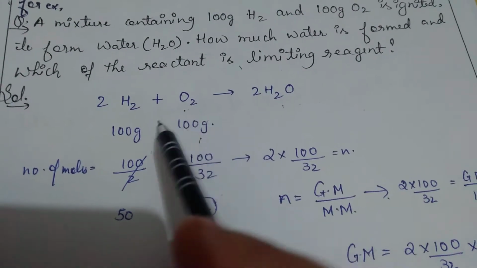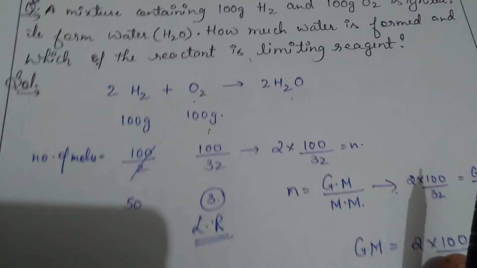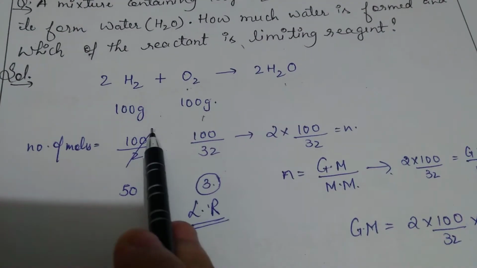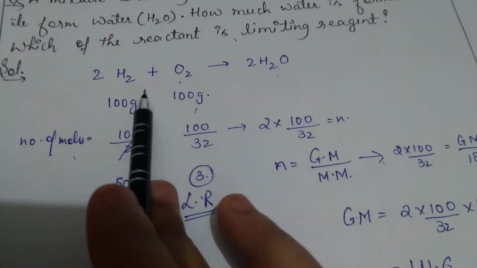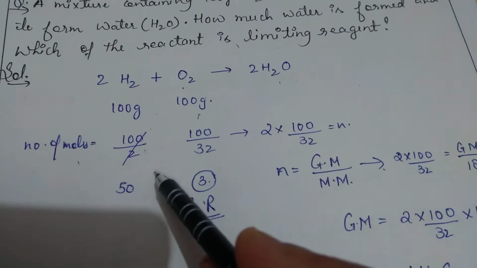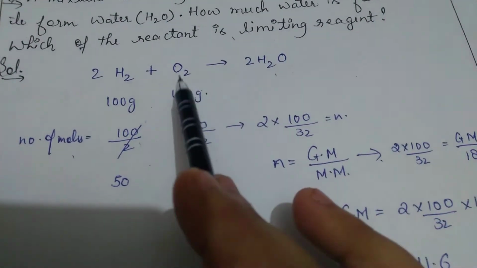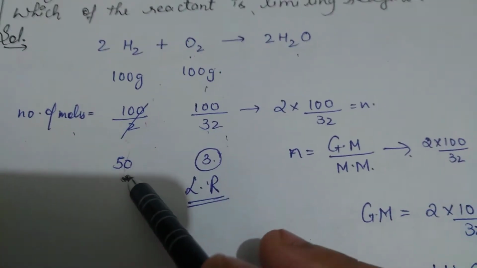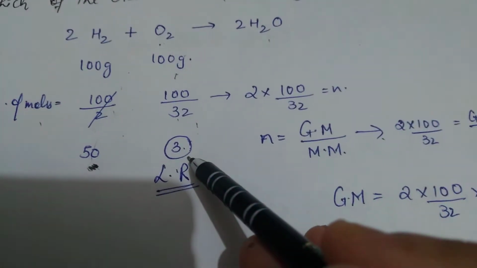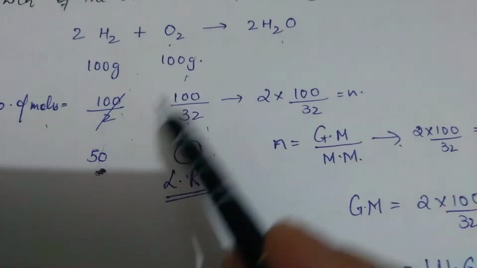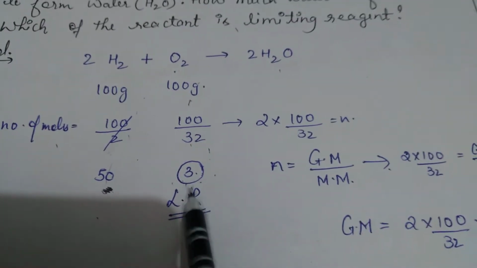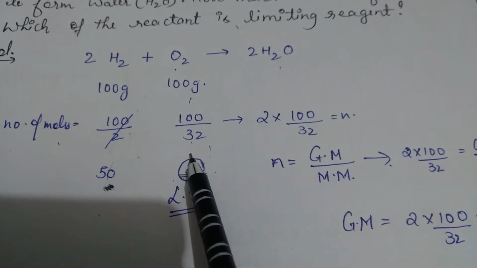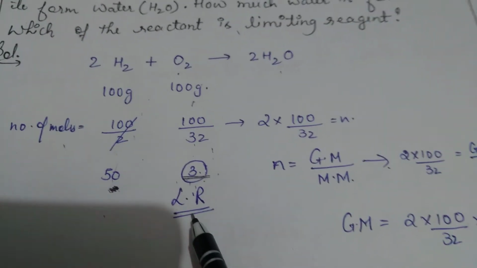Now how will we determine which reactant is the limiting reagent? The mass is given to you, so first we will calculate the number of moles. So 100 upon the molar mass of the hydrogen molecule, which is 2, and 100 upon the molecular mass of the oxygen molecule, which is 32. If you divide this, you will get 50 moles of hydrogen and 3 point something moles of oxygen. Now can you see which one has fewer moles? Yes, the fewer moles of a substance indicate the limiting reagent.